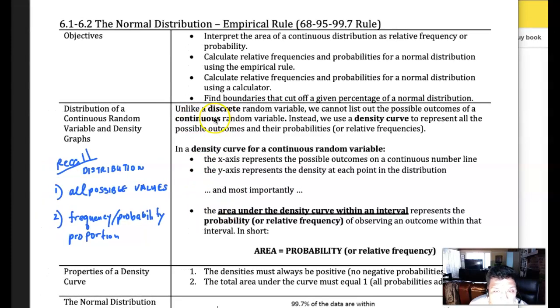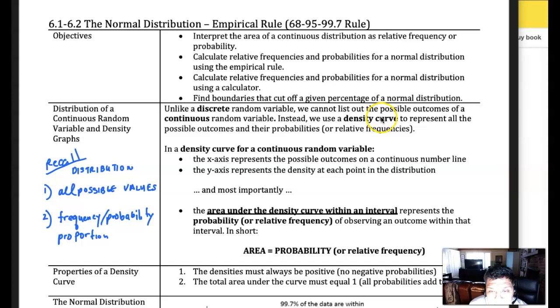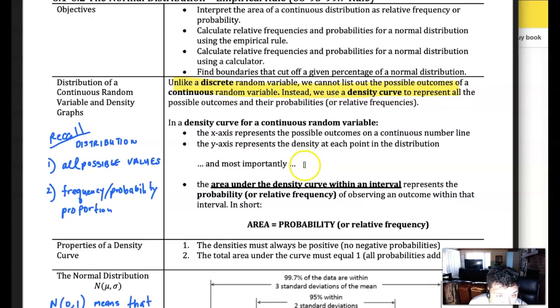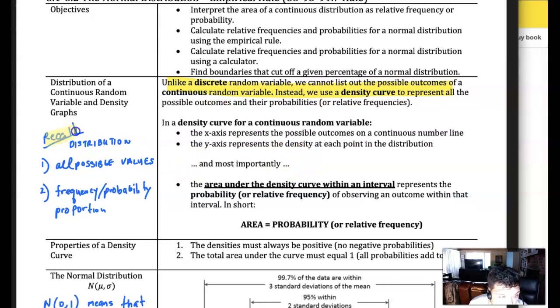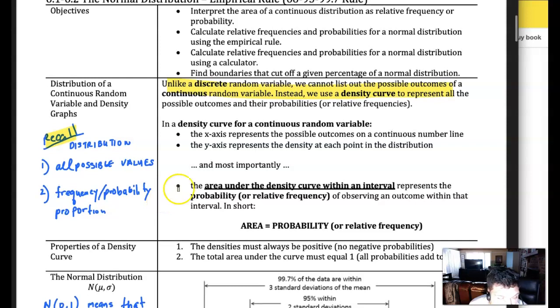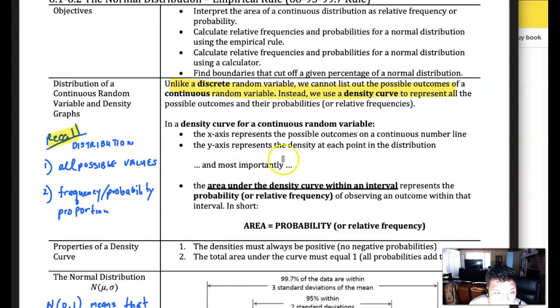And unlike discrete variables, we cannot list out all the possible outcomes of a continuous random variable. And so, looking at that beginning piece right here, instead we use what's called a density curve to represent all the possible outcomes. Before we continue, recall please what a distribution is, right? It's all the possible values. And the second part is the frequency or probability or proportion of those values.